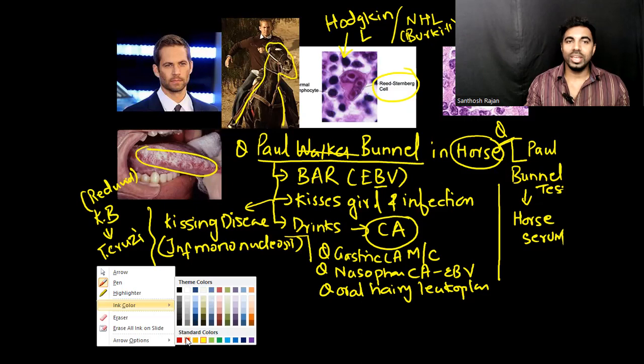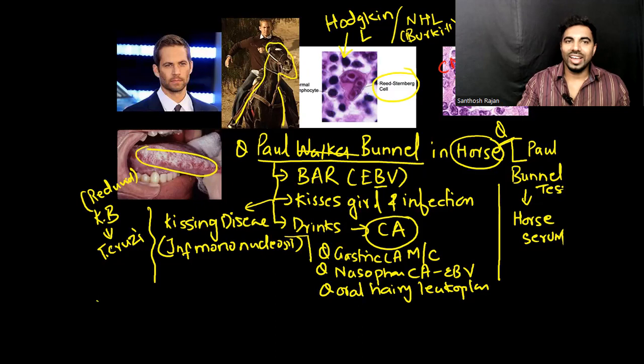This is CMV, cytomegalovirus, where you will see the owl eye bodies. That's it. This is for Epstein-Barr virus. Very simple. Go with Paul. Think Paul Walker. Think he's going on a horse. And then what happens? He goes to the bar and he drinks. He kisses a girl and gets kissing disease, infectious mononucleosis. That's what we do.